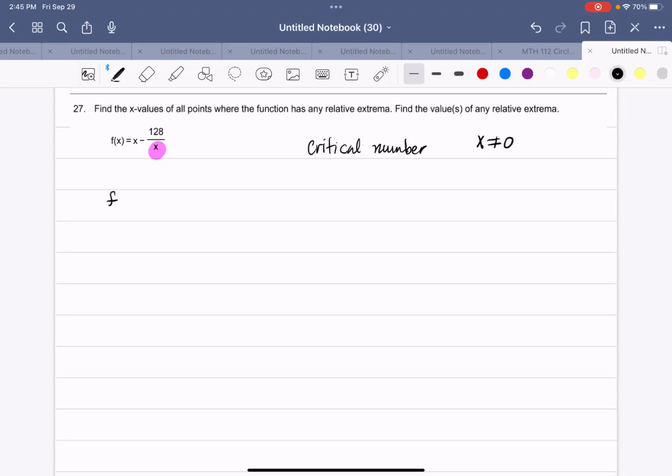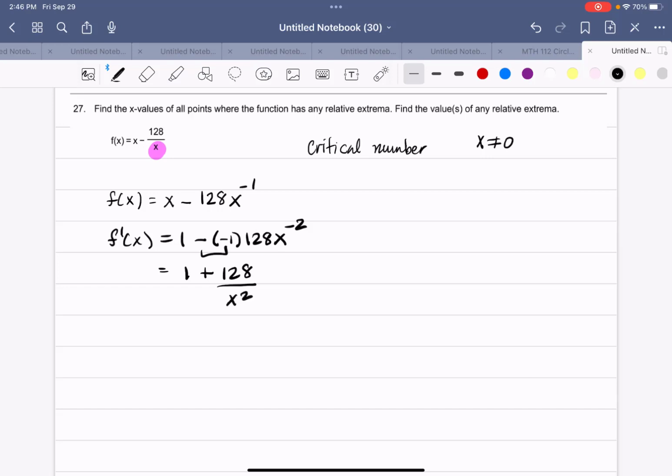So I'm going to rewrite my f of x to make it easier to take the derivative as x minus 128x to the negative 1. So f prime of x is 1. Now, using my power rule, I've got a minus times the power, minus 1, times 128, times the base to the power minus 1. So here I have a negative and a negative, which makes a positive, and that's going to be 128 over x squared. So 1 plus 128 over x squared.